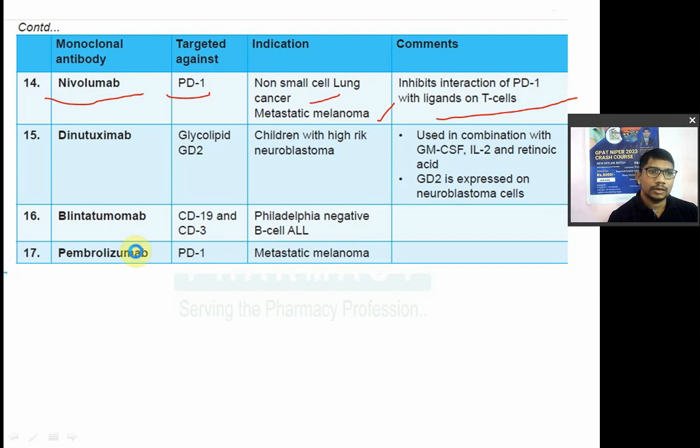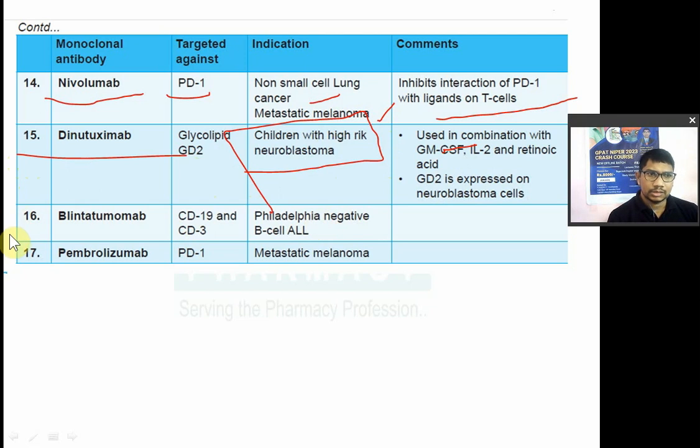Then dinutuximab. So glycolipid GD2 cell के अगेंस्ट में एंटीबॉडी है. Children with high risk neuroblastoma. तो बच्चों में न्यूरोब्लास्टोमा जिसमें है उसमें यूज करेंगे. Used in combination with granulocyte macrophage colony stimulating factor. Then interleukin 2 and retinoic acid.